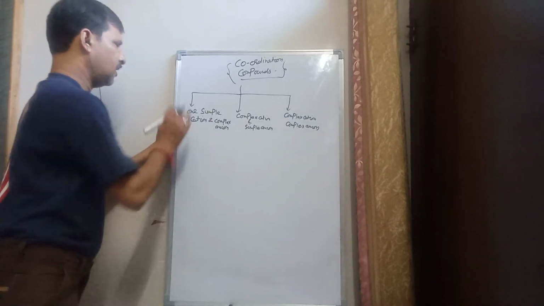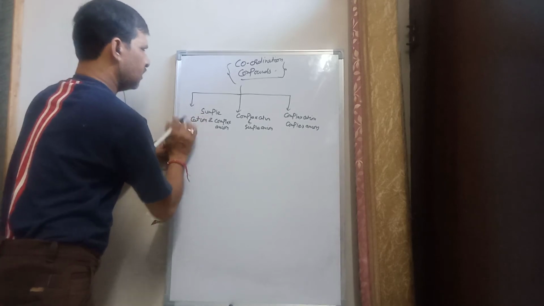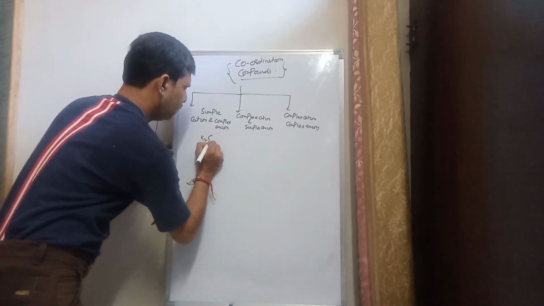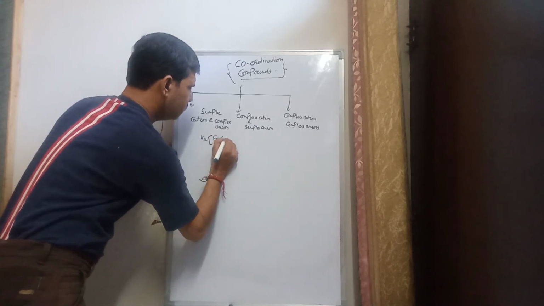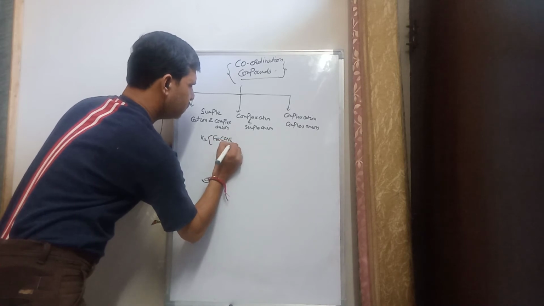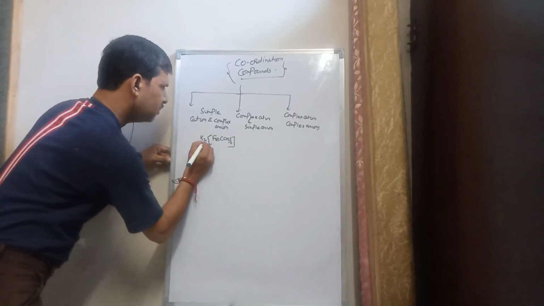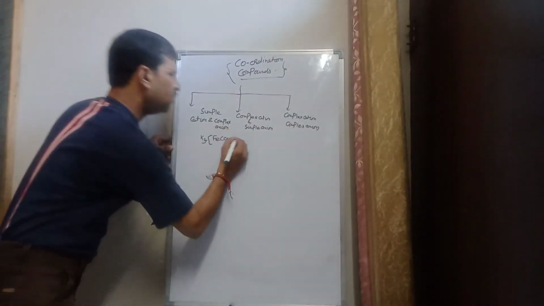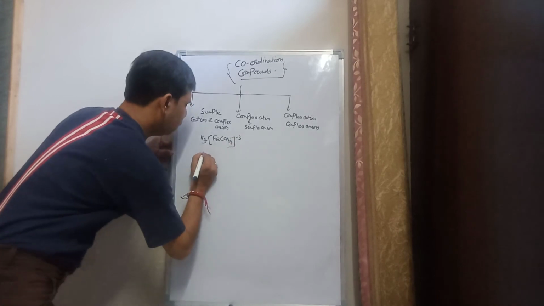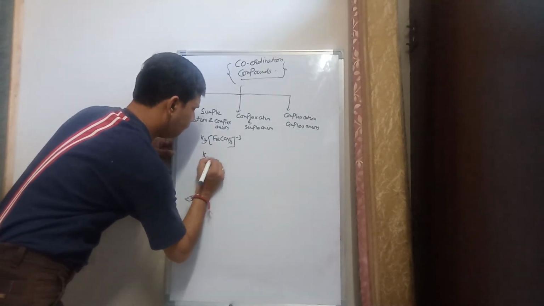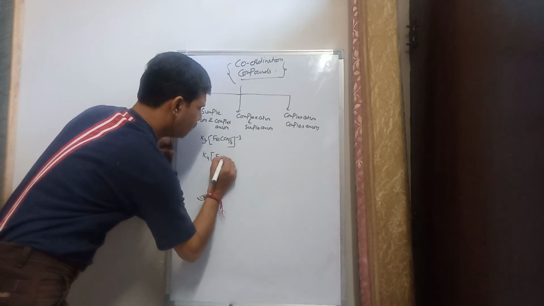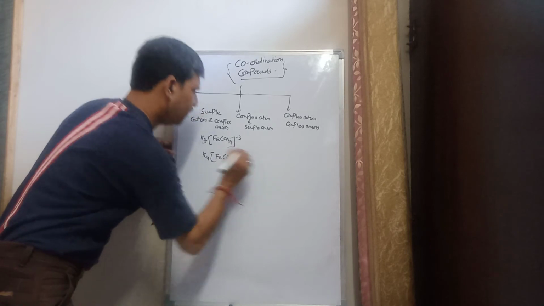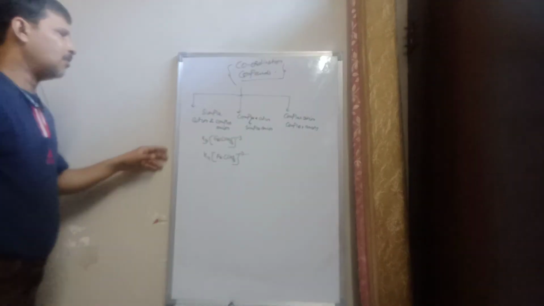We can take examples of these salts. For simple cation and complex anion, we can take K3[Fe(CN)6]. In this complex, 3 potassium ions are the simple cation and [Fe(CN)6]3- is the complex anion. In the same way, K4[Fe(CN)6] is made up of 4 potassium ions and one complex anion.